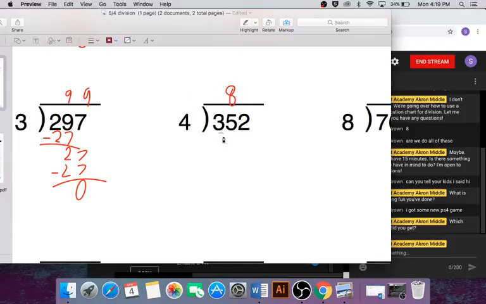8 times 4 is 32. 35 minus 32 is 3. We're going to bring down our 2. Now we have to figure out how many times 4 goes into 32. And we just said that was 8 times. We put the 8 up there. And we're going to subtract these. And our answer is going to be 88.